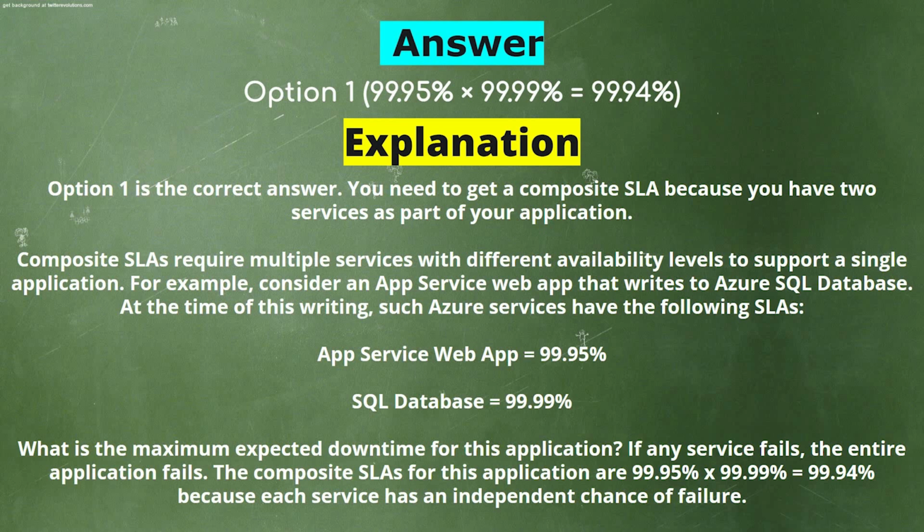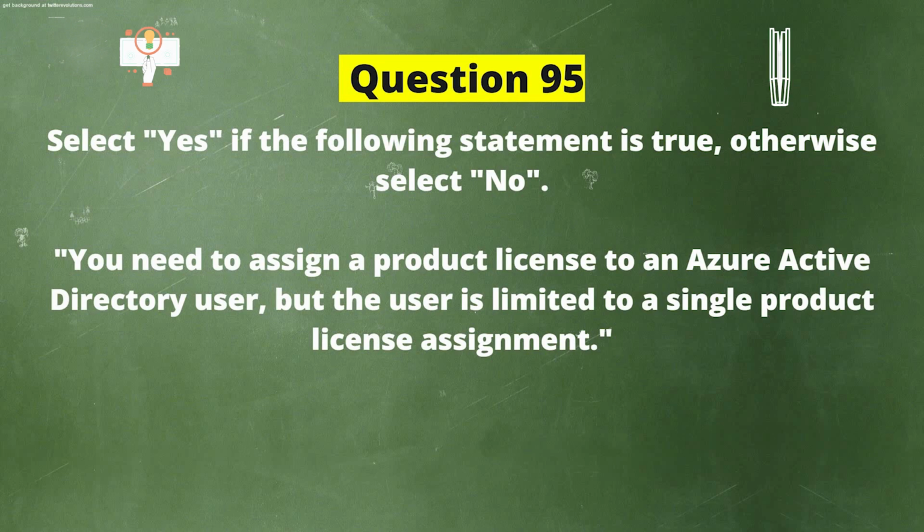App Service web app is equal to 99.95%. SQL database is equal to 99.99%. What is the maximum expected downtime for this application? If any service fails, the entire application fails. The composite SLA for this application is 99.95% × 99.99%, which is equal to 99.94%, because each service has an independent chance of failure.